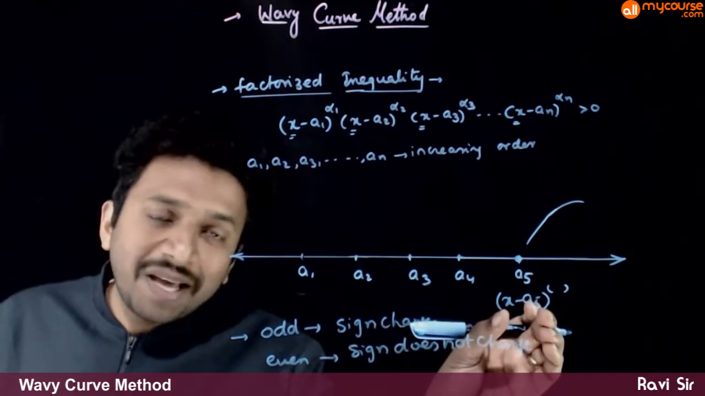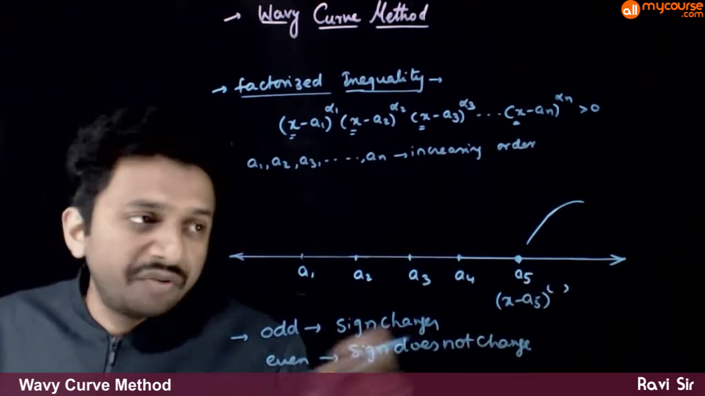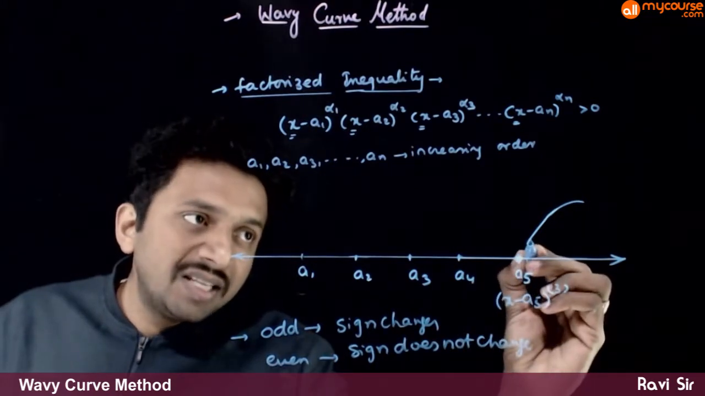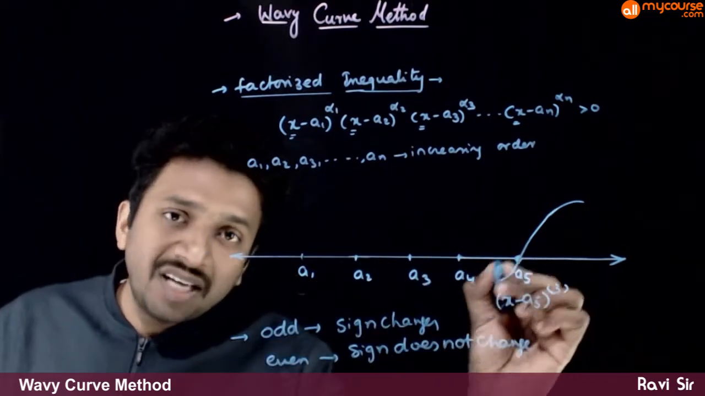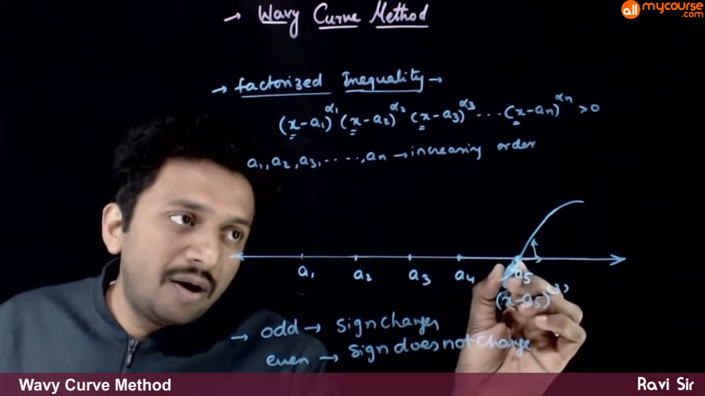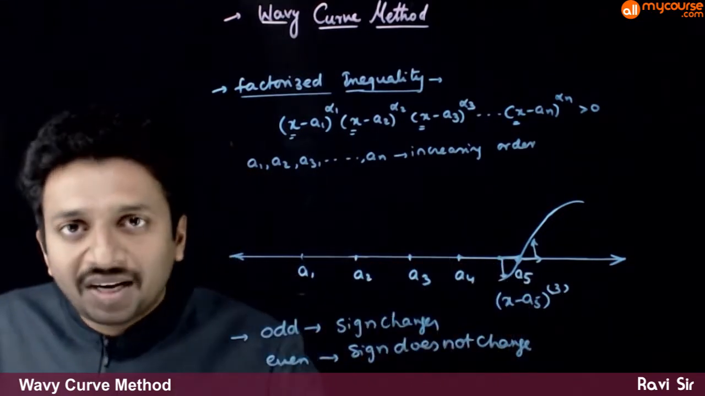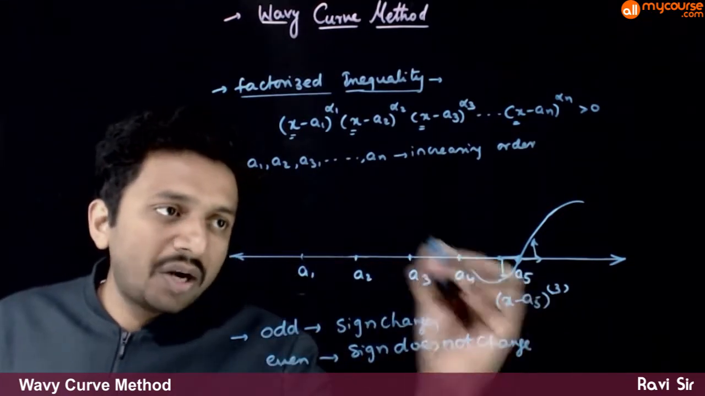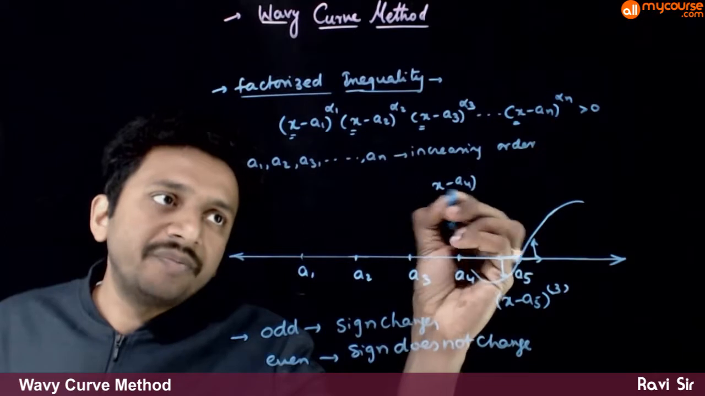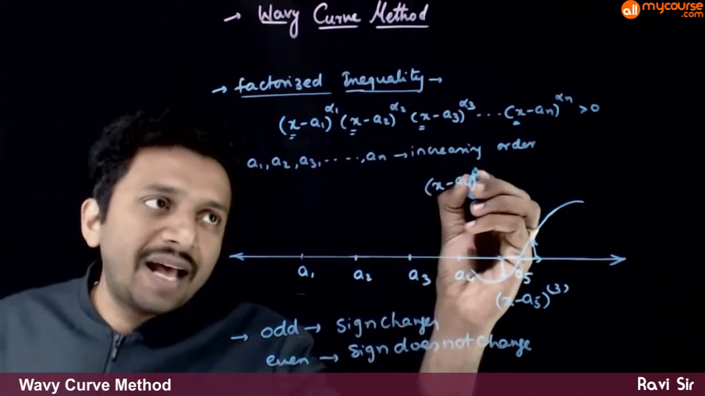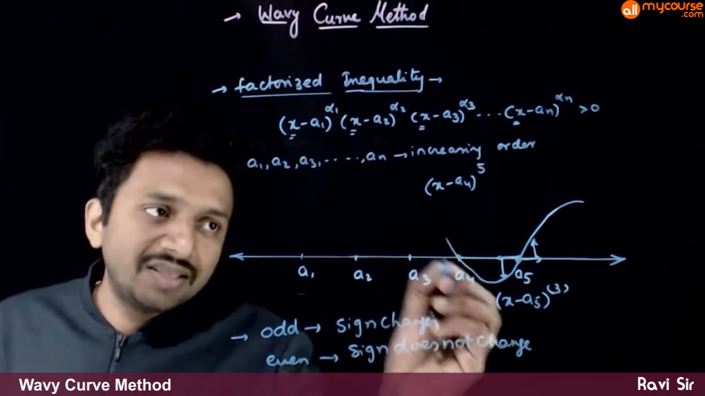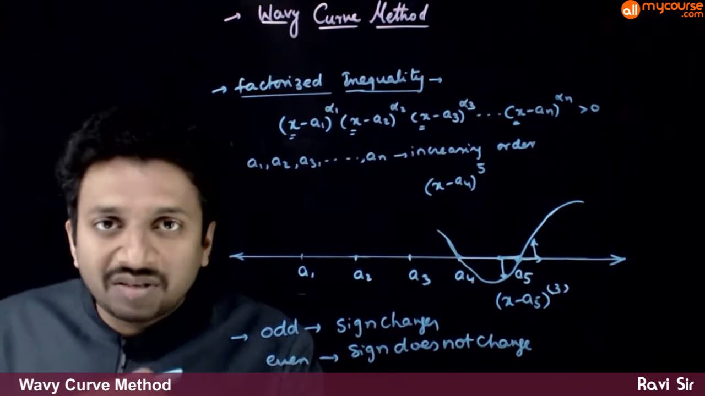Suppose x minus A5 has power 3. The power is odd, hence the sign changes around A5. The sign of the curve changes around A5. That is, on the right side of A5, the curve is on the positive side. On the left side of A5, the curve goes to the negative side. Now to see what happens at A4, you need to see the power of x minus A4. Suppose x minus A4 has a power of 5. It is an odd power, so again the sign changes. That is, from the negative side, the curve is going to the positive side.